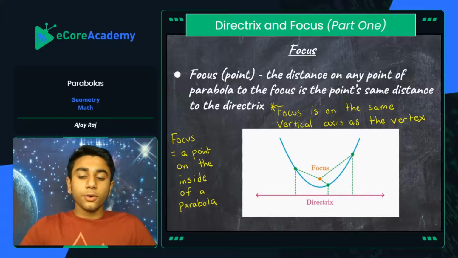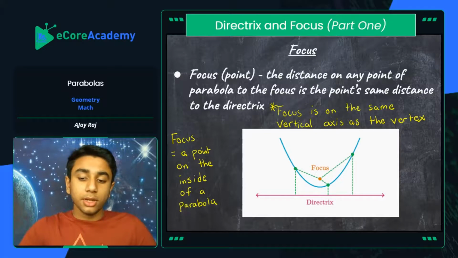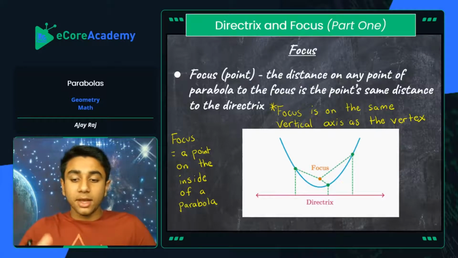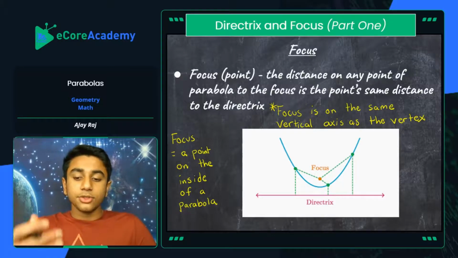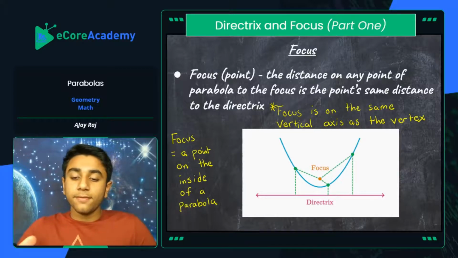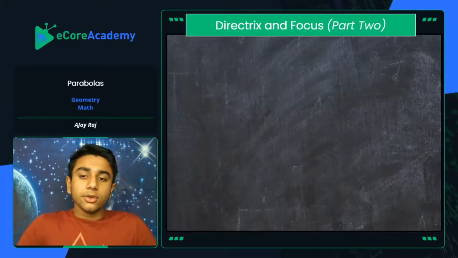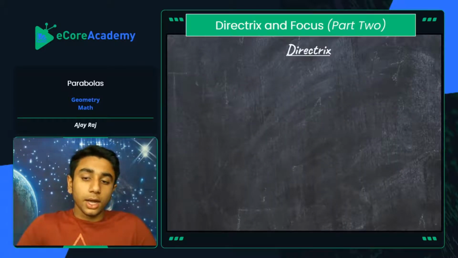So basically, a focus is going to be the same distance between any point located on your parabola as shown as the same as the directrix. Now, there's a formula to calculate what that focus is, and then you can utilize that value to determine what your directrix is. But now let's take a look at directrix and foci, part 2.